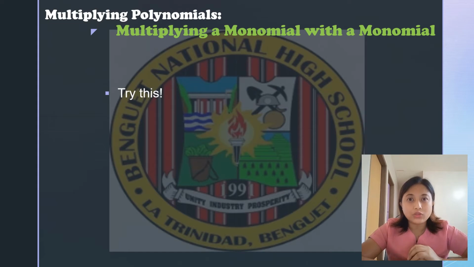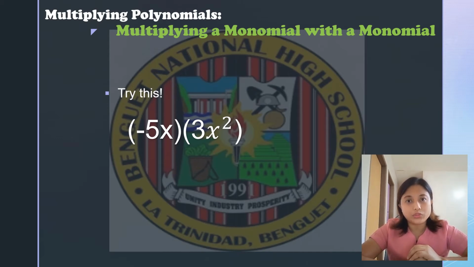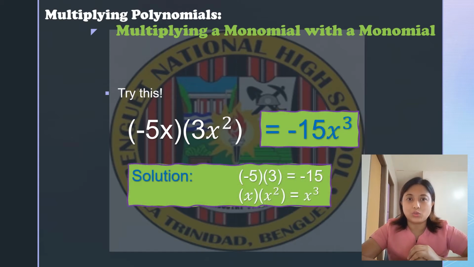To practice what you have learned, try to multiply the following polynomials: -5x and 3x squared. Follow the steps that we have just discussed. Pause this video first and solve before we proceed to the final answer. Done? If you got -15x cubed as your final answer, then you are correct. Good job!